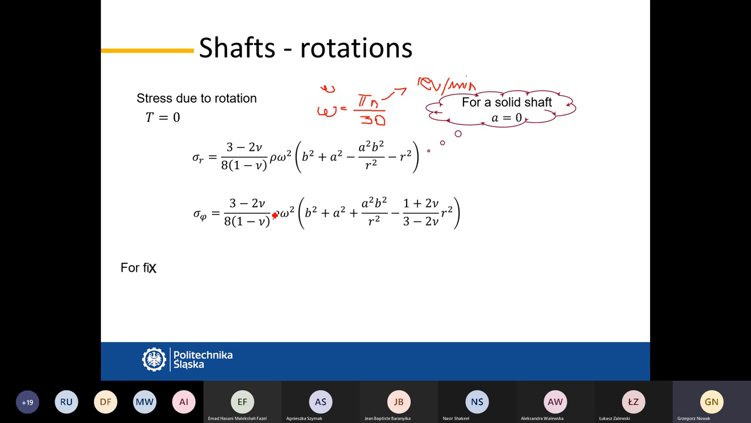And again, in the z direction, it depends on the condition at the ends. For fixed ends, so no possibility of extension in the axial direction, sigma z is nu times sigma r plus sigma phi. And for free ends, it's expressed in such a form where omega and rho are explicitly shown. Of course, they are also in the other form, because they are hidden in sigma r and sigma phi, but in this case it's easier to show it in this form.